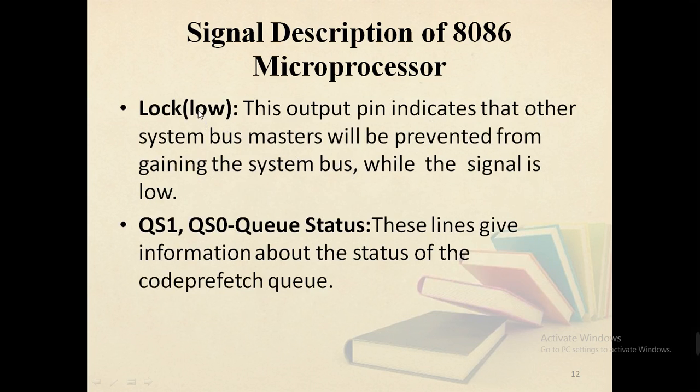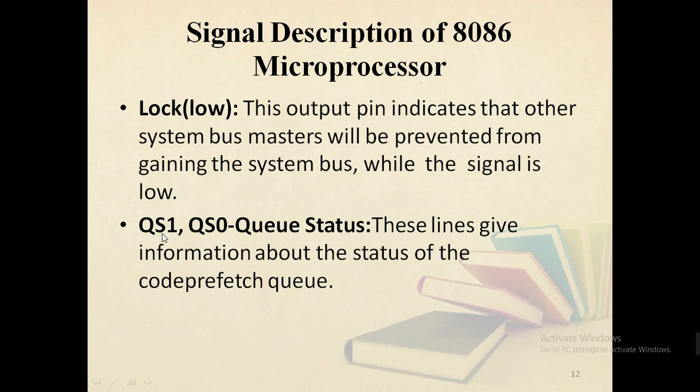Next, lock, it is active low. This output pin indicates that other system bus masters will be prevented from gaining the system bus while the lock bar signal is low. The lock bar signal is activated by the lock prefix instruction and remains active until the completion of the next instruction.